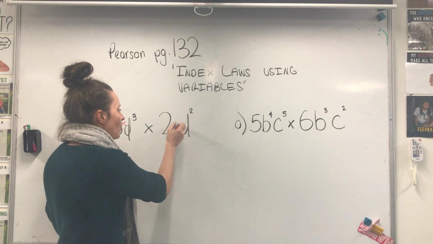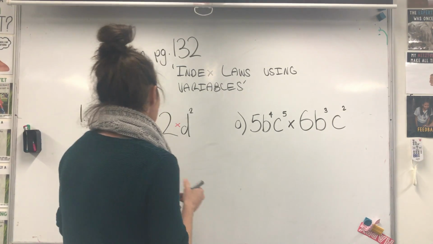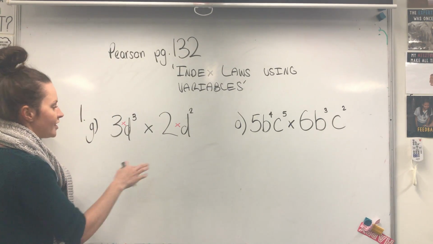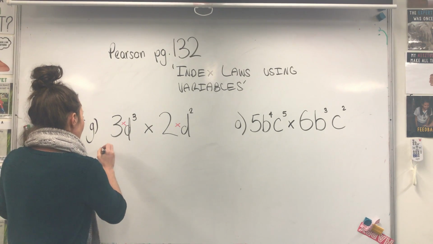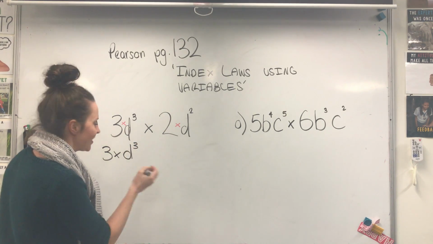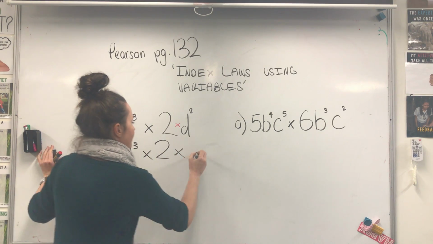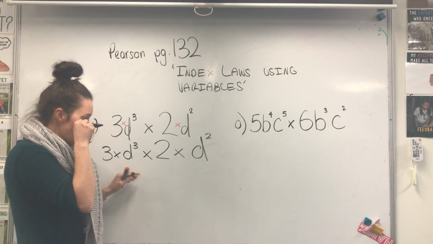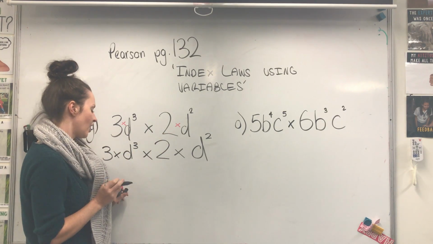So once again, there's an imaginary times here. And that helps us, it simplifies this a lot, so we can actually see how we can move these around in order to solve them. So if I rewrote this, 3 times d to the power of 3, times 2 times d to the power of 2, okay? I would encourage you to do this as your second line. So here's your first line, here is your second line.